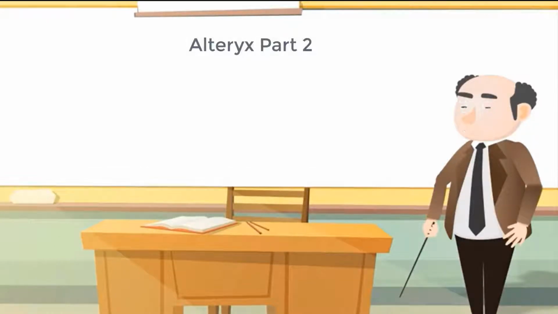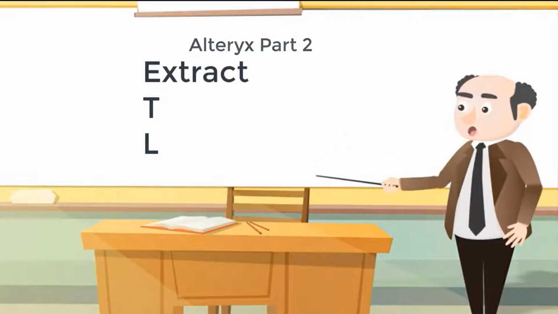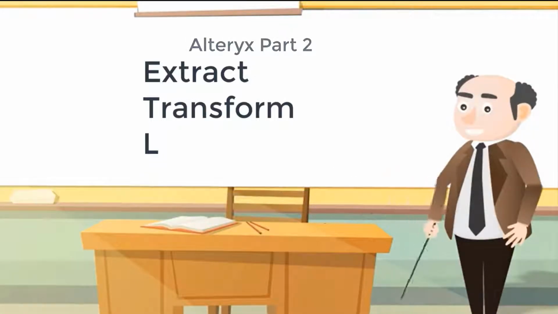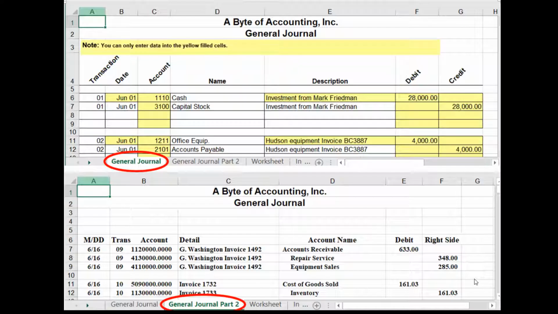Alteryx is used by several Big Four accounting firms to automate the ETL process. In this exercise, you will extract an additional sheet. It's called General Journal Part 2. You will transform the data into the required format, combining the two General Journal sheets into a general ledger and an unadjusted trial balance. Then you'll load the transformed data back into Excel.